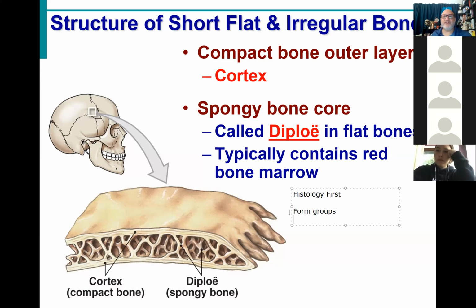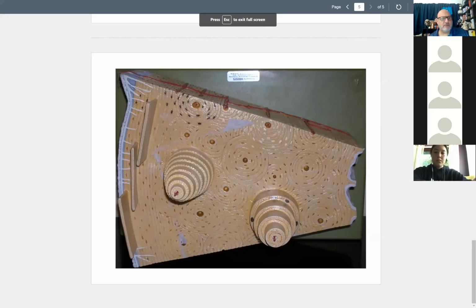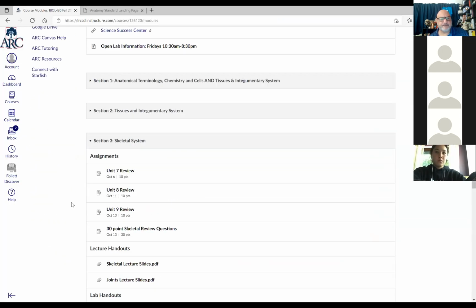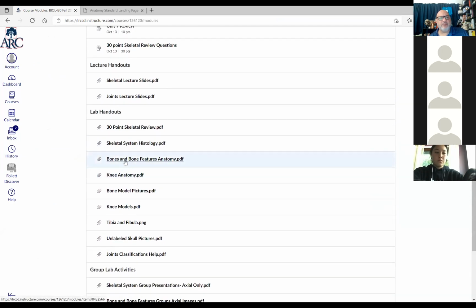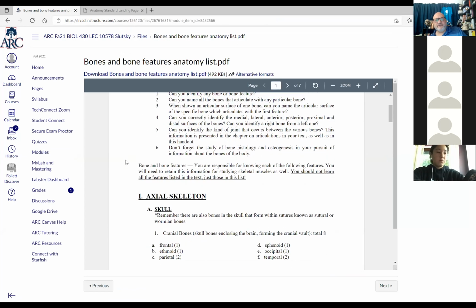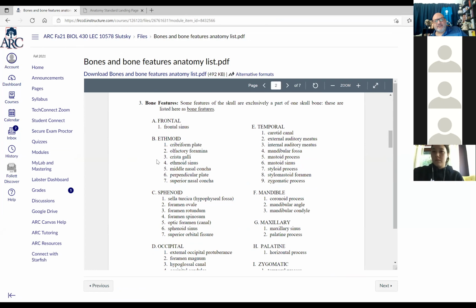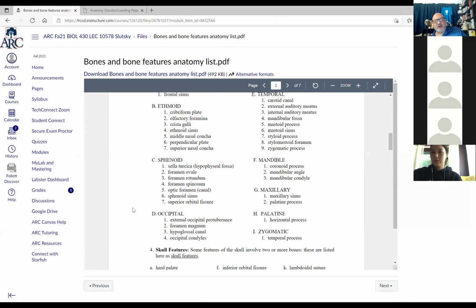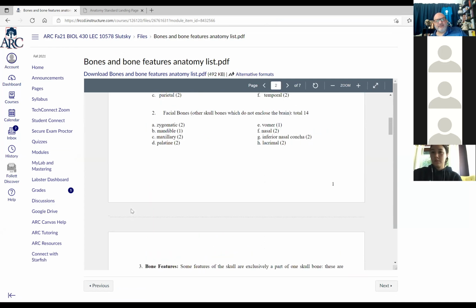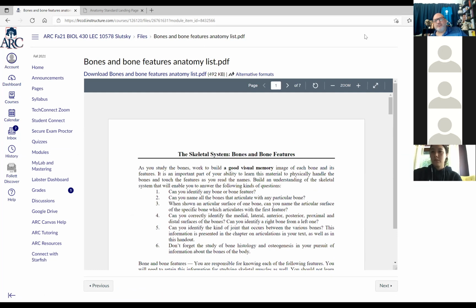I would strongly encourage you, if you've not done so already, to either print out or at least grab on your phone or your iPad, under the modules, under the lab handouts, bone and bone features. This has the bones and the bone features you're going to be responsible for. I need to talk about these things so we can discuss what the game plan is, and I can give you your responsibilities, then break you up into your groups, and you can spend the rest of the group time talking about and planning your presentations. Questions on any of that?